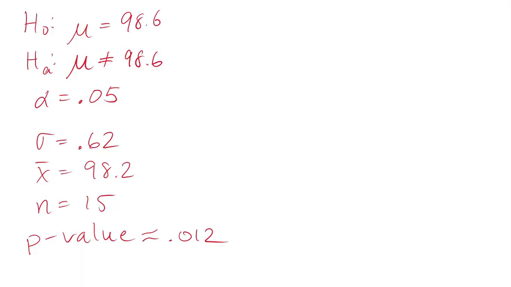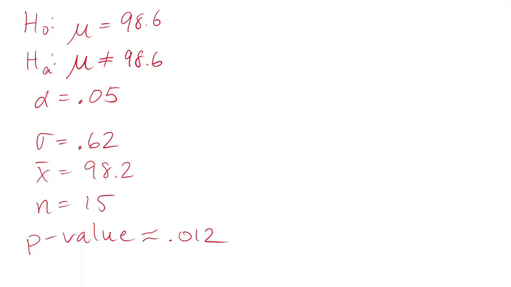Now that's not ultra rare either, but it wouldn't be very likely. Only 1 out of every 100 samples of size 15 would give us a sample mean that far away from 98.6. Is that small enough to reject? Yes, because of the value of alpha, right? We're using the standard value of 5%. But if for some reason we decided to test the claim at a 1% level of significance, then we couldn't reject. And this is where some of the objections to hypothesis testing come in.